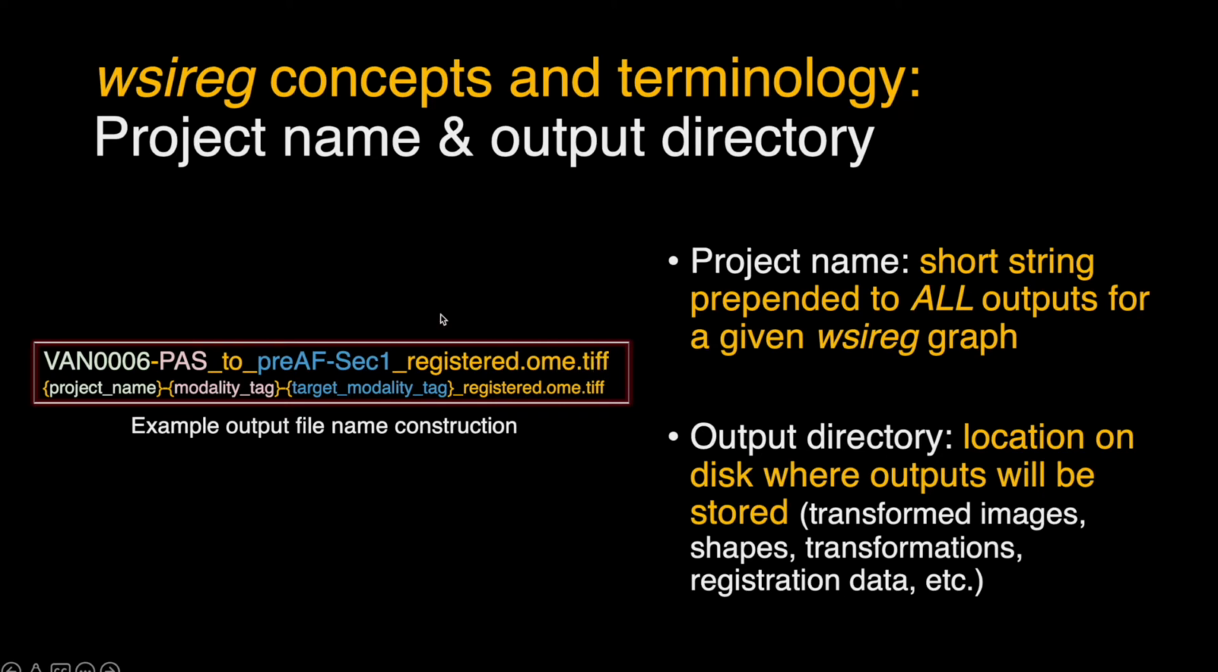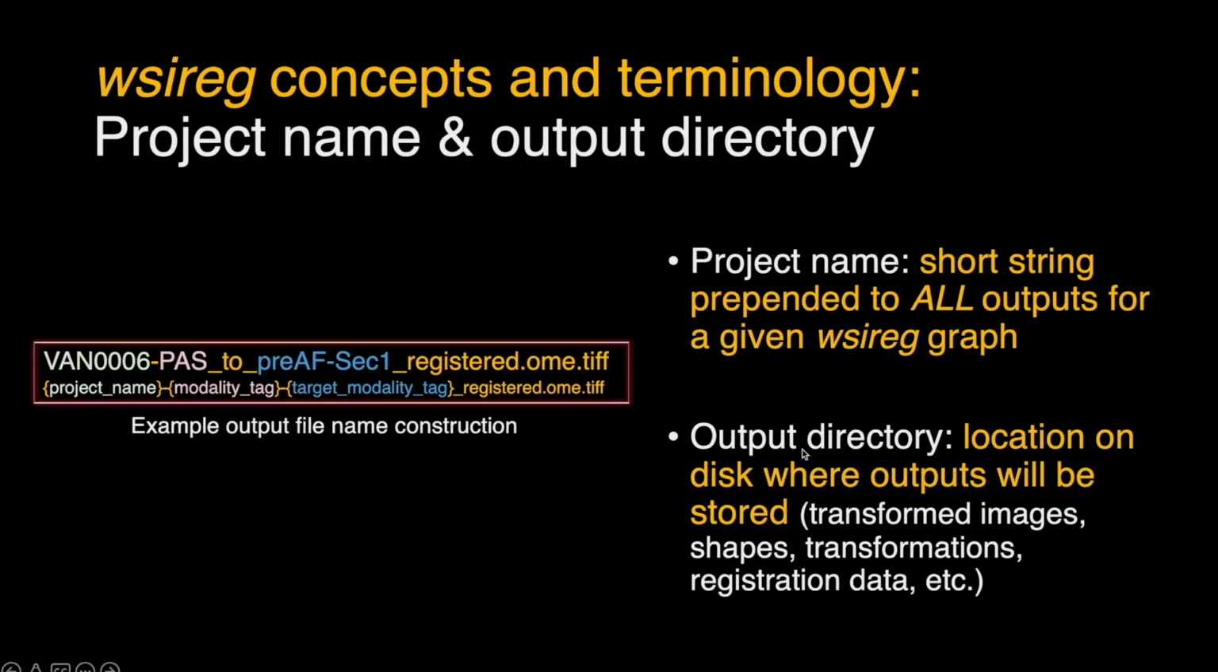So this would be what an output file would look like. You think the project name is something that is common to all of the sections but also unique and specific. You don't want to have multiple registrations with the same project name. You want it to be unique to that set of sections that you're registering.